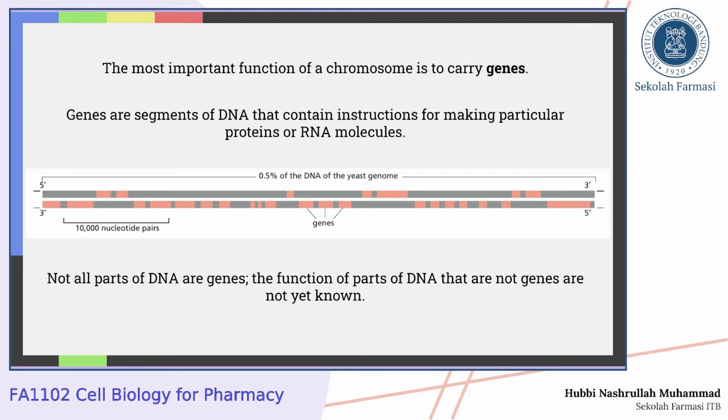Segments of DNA that contain instructions for making particular proteins or RNA molecules are called genes. In this diagram, you can see that only certain segments of yeast DNA are genes, which are colored pink, and the rest of the DNA, represented in gray, either do not have any function or their functions are still unknown.